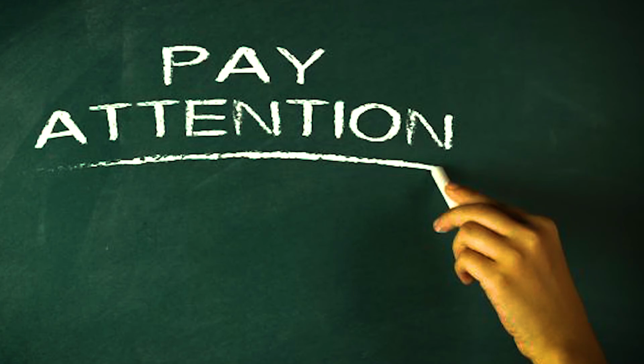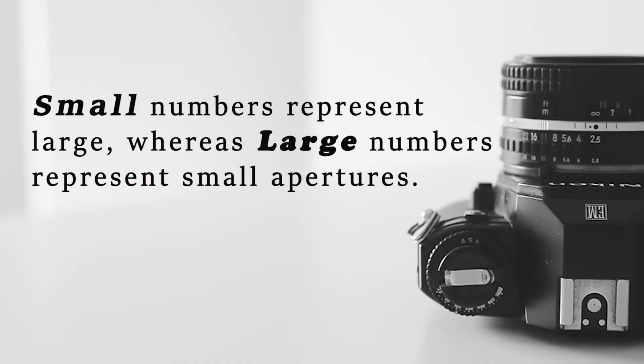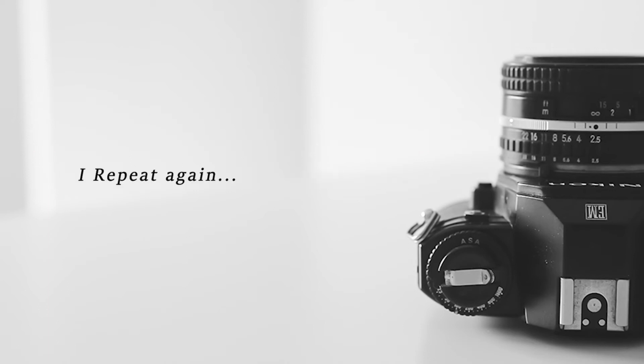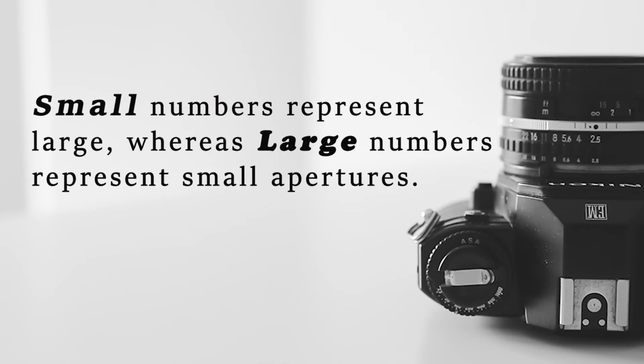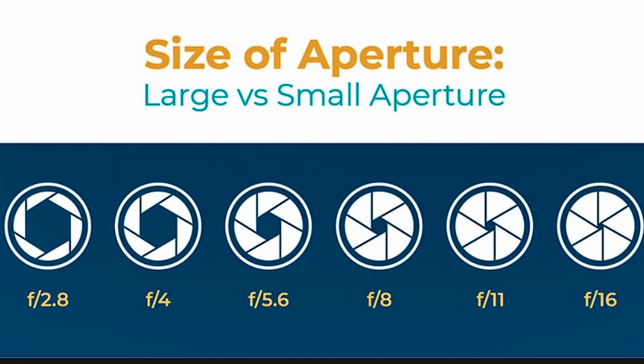There is a catch. One important part of aperture confuses any beginner photographer more than anything else. This is something you really need to pay attention to and get correct. Small numbers represent large apertures, whereas large numbers represent small apertures. I repeat again. Small numbers represent large apertures, whereas large numbers represent small apertures. That's not a typo. For example, F/2.8 is larger than F/4 and much larger than F/11.